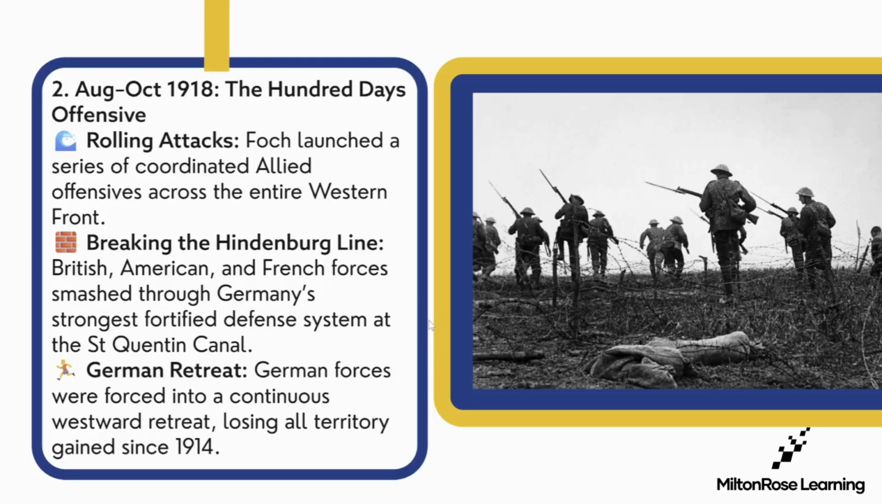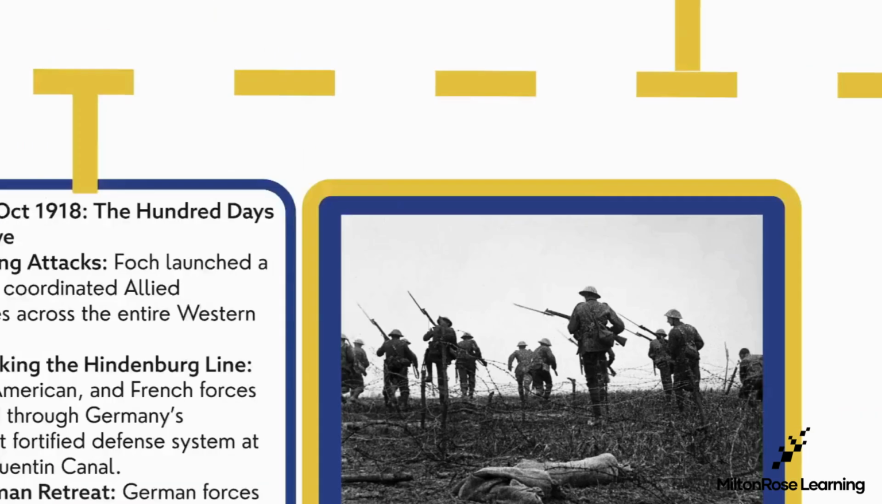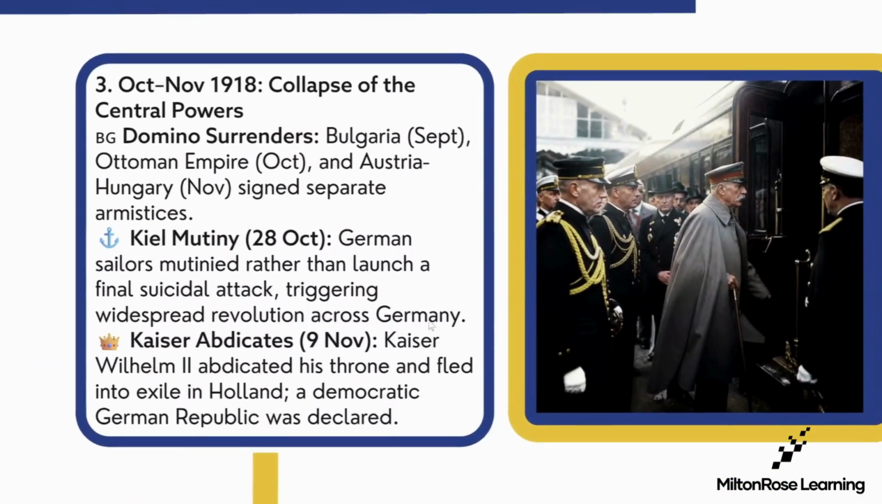Breaking the Hindenburg Line, so British, American and French forces smashed through Germany's strongest fortified defence system, which was the Hindenburg Line, at the St. Quentin Canal. Okay, so we are seriously pushing now against the Germans. And German retreat, so German forces were forced into a continuous westward retreat, losing all territory gained since 1914, which was incredibly symbolic because they're now back on Germany's borders. Okay, so it shows that we're pushing.